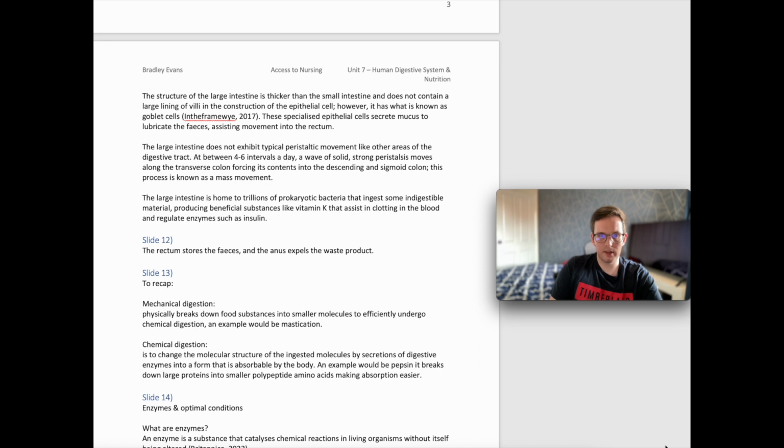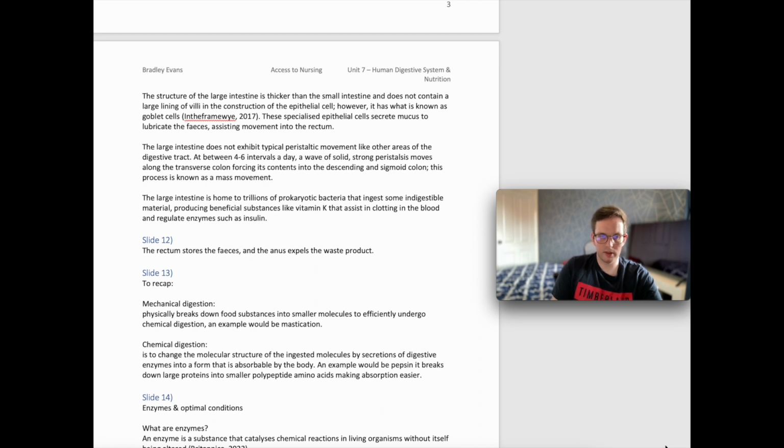The large intestine does not exhibit typical peristaltic movements like other areas of the digestive tract. At 4 to 6 intervals a day, a wave of strong peristaltic movement along the transverse colon forces its content into the descending and sigmoid colon, and this process is known as mass movement. The large intestine is home to trillions of prokaryotic bacteria that ingest some indigestible materials, producing beneficial substances like vitamin K that assist in clotting in the blood and regulate enzymes such as insulin.